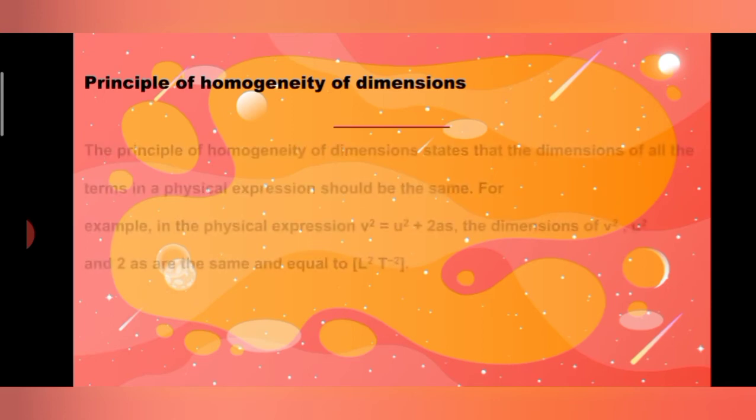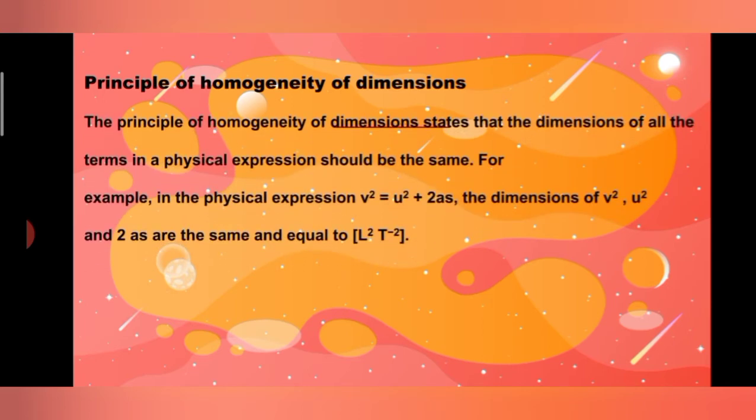Principle of homogeneity of dimensions. The principle of homogeneity of dimensions states that the dimensions of all the terms in a physical expression should be the same. For example, in the physical expression v² = u² + 2as, the dimensions of v², u² and 2as are the same, equal to L²T⁻².